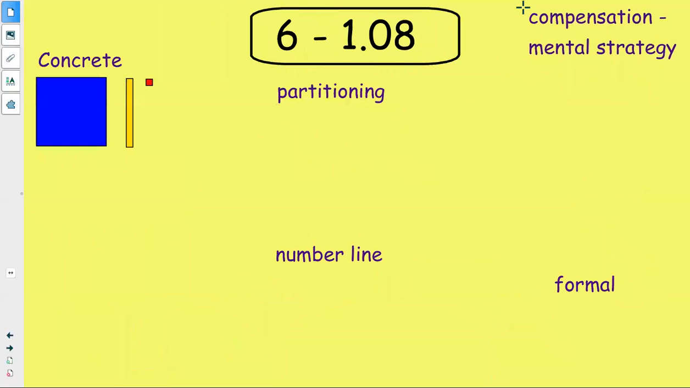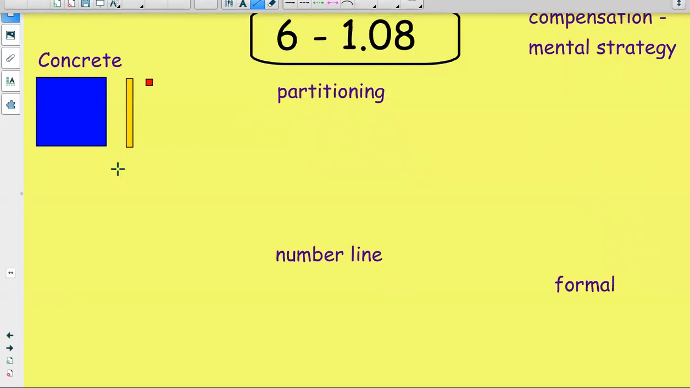Okay, and we've got 6 subtract 1.08. Again, you could do the concrete method here. I think the number line is the best method for this question. I just think, especially a question when you've got a whole number take away a decimal, I think the number line is by far the best option. Let me just show you the number line one first.